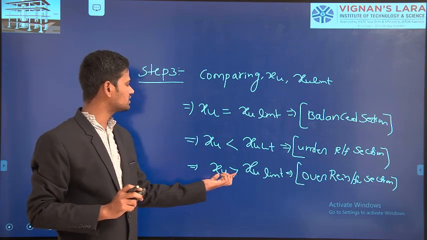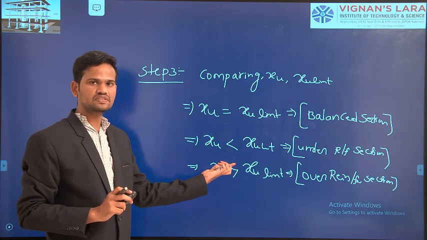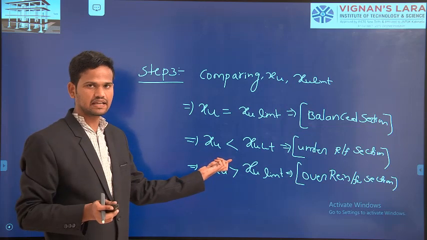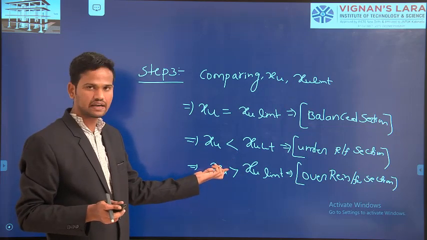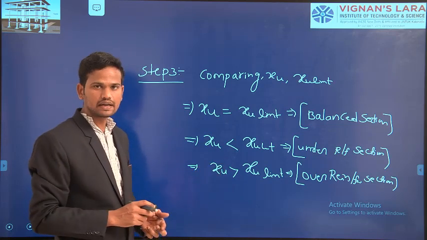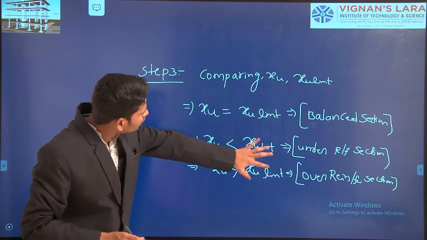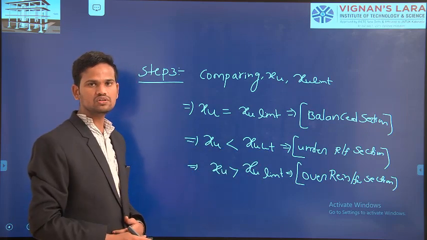In the over reinforced condition, we are providing the maximum amount of steel. Due to this, the concrete area is reduced, so the stress developed in the concrete is more. Hence the concrete fails, which is a brittle failure, and the structure may fail immediately. Hence we should not use an over reinforced section.